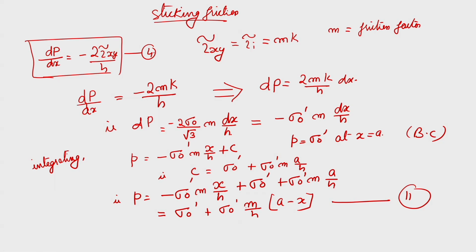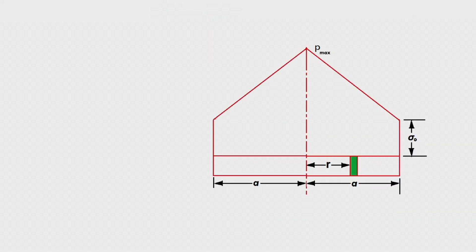This pressure distribution is linear with the distance from the center line. See, it will be like this, it is linear. If you look at the equation, p is equal to sigma naught dash into m by h into a minus x plus sigma 0 dash. At x is equal to a, this term is 0 and you will get sigma 0 dash here. And then at x is equal to 0, you will get the maximum value, p max.